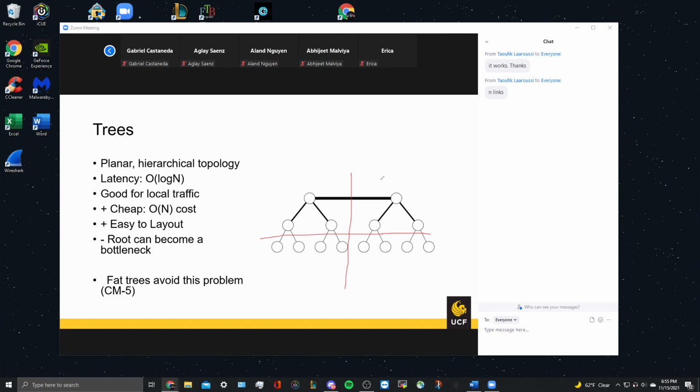The answer is we should consider the worst case. That's the reason why the root can be a bottleneck here. So there are different kinds of optimization that have been done. Probably we can implement lots of links here so that we can solve this problem. So we call this fat tree.